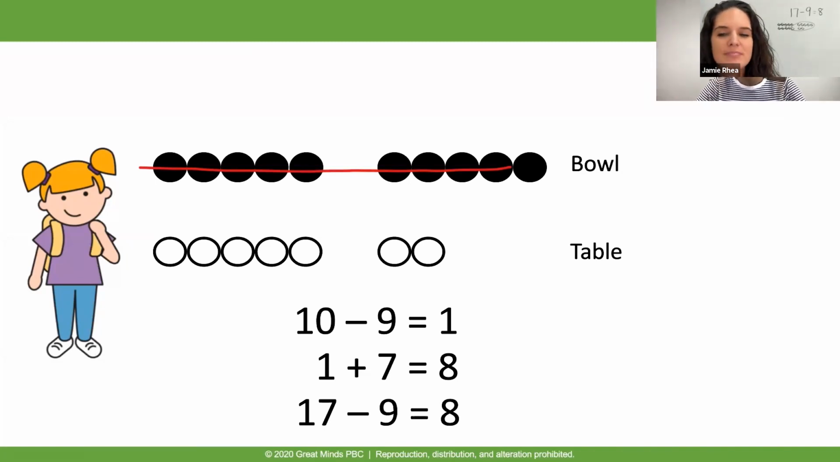Okay, well, let's keep on looking at Maria's. So after she drew her circles to represent the apples in the bowl and the apples on the table, it looks like she took away 9 from 10, or from the bowl. That's what I did. She took 9 from the number 10 to show what she took away. 10 minus 9 equals 1. See, she noticed that she had 1 apple left in the bowl and 7 more on the table. So she did 1 plus 7 equals 8. And that tells us that 17 minus 9 equals 8 apples.